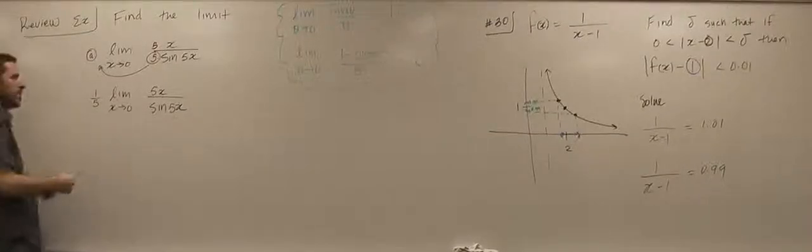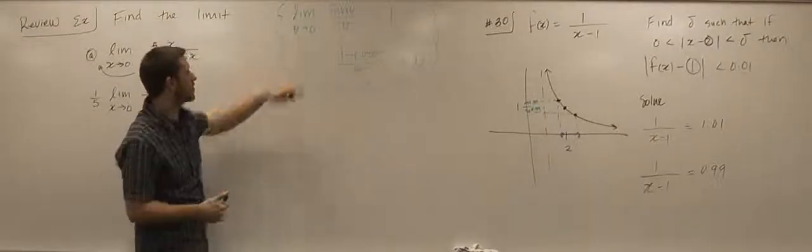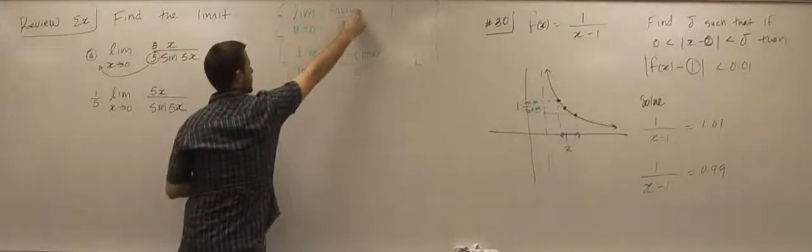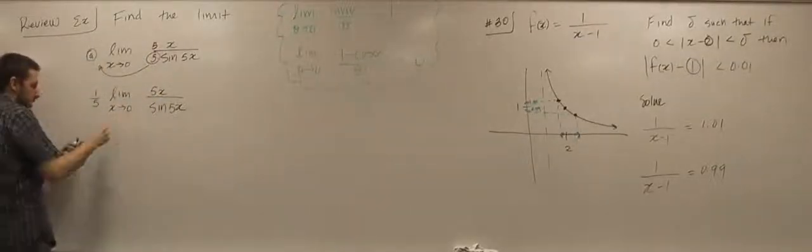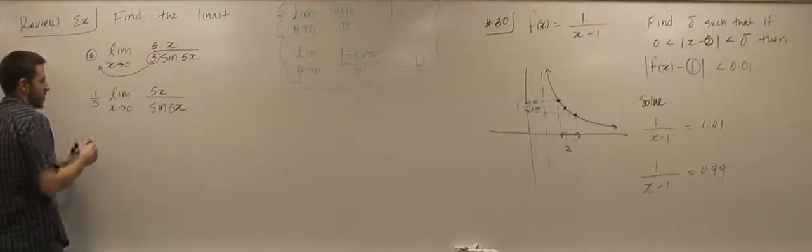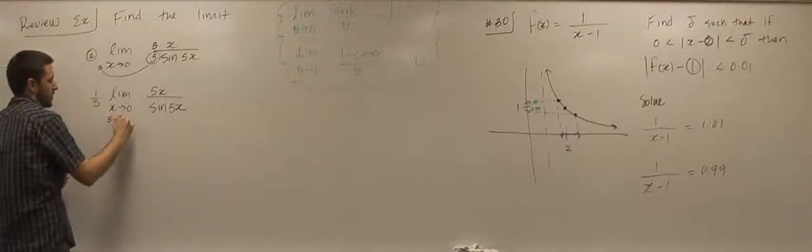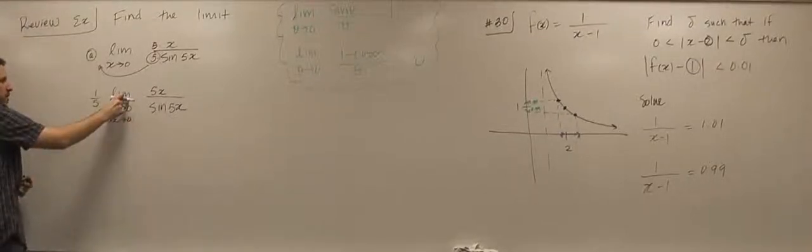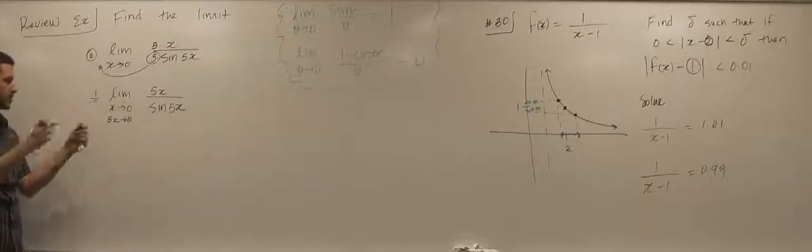The other thing you might be worried about is that we need theta to go to 0, right? We need whatever this quantity is to go to 0, but if x is going to 0, then 5x is also going to 0. Those two things are actually equivalent. Whether 5x goes to 0 or x goes to 0, it's the same idea. You're still approaching the same point.